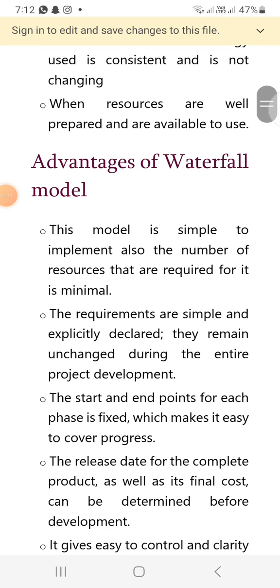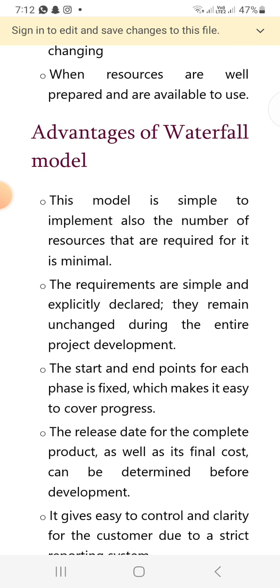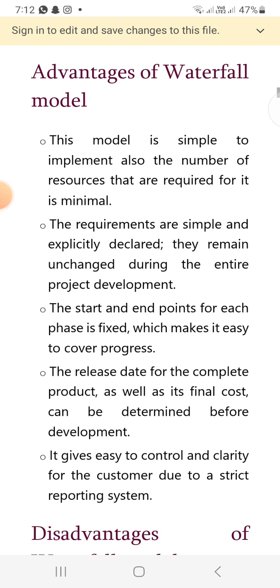So there are some advantages of the waterfall model which we discuss. The first one is that this model is simple to implement and the number of resources required for it is minimal. The requirements are simple and explicitly declared. They remain unchanged during the entire project development. The start and end point for each phase is fixed, which makes it easy to measure progress.